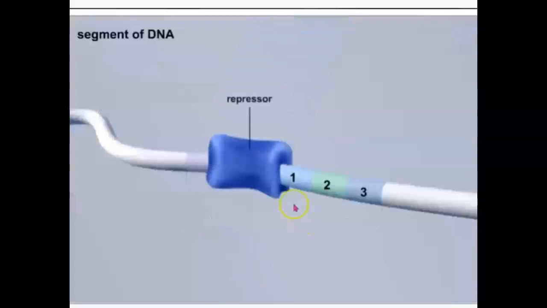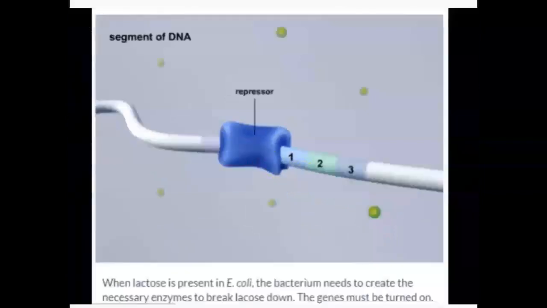So here you've seen, without any lactose present, the bacteria farther up the DNA strand has a code that codes for this repressor, this blocker of the process, because the bacteria doesn't want to make 3 genes it doesn't need to use.